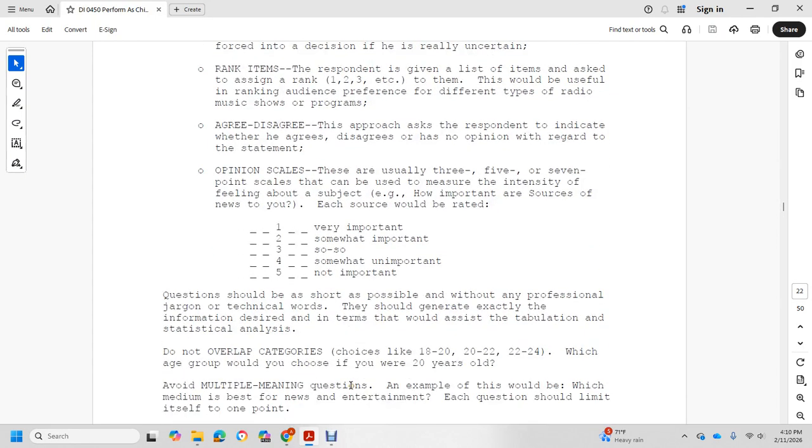Questions should be as short as possible, without professional jargon. Technical words should generate exactly the information desired, in terms of what exists on the tabulation. Statistical categories should not overlap. Categories like 18 to 20, 20 to 22, 22 to 24 overlap: which age group would you be in if you were 20 years old?